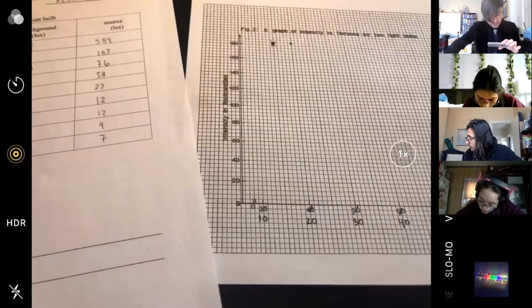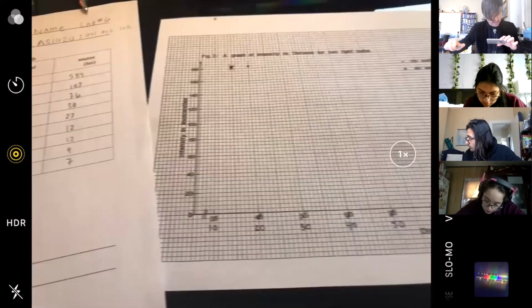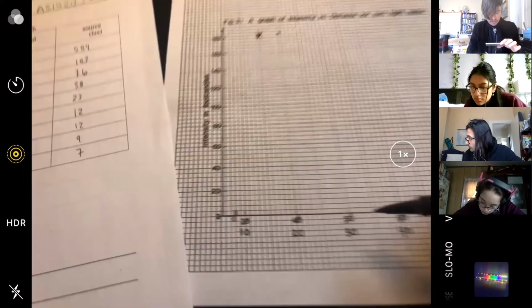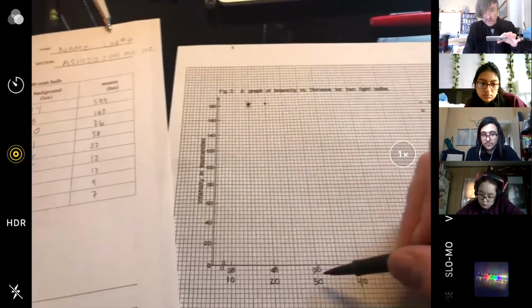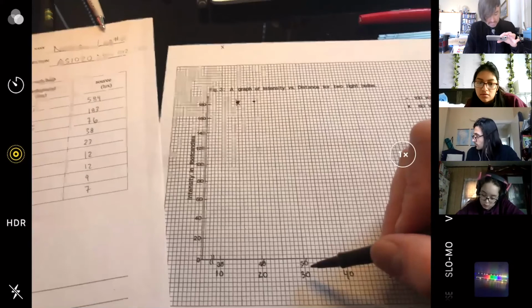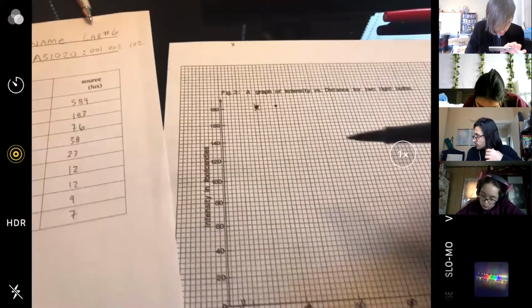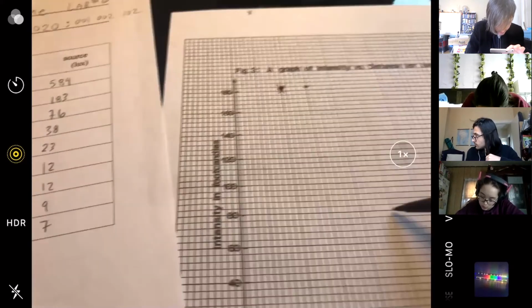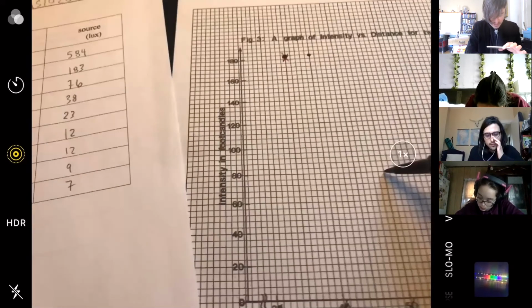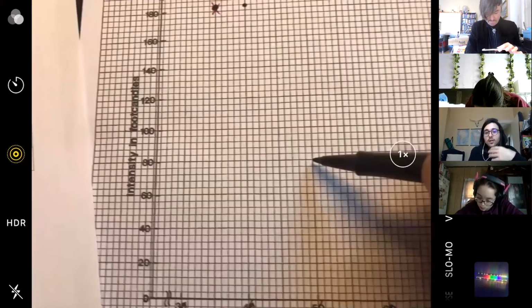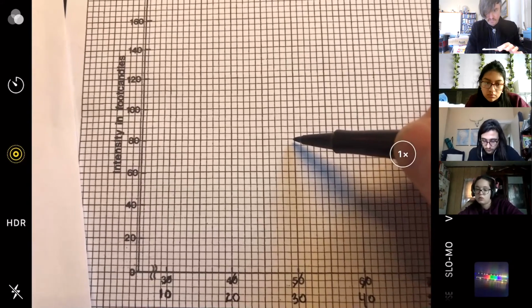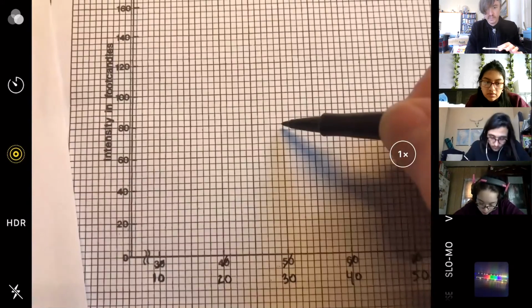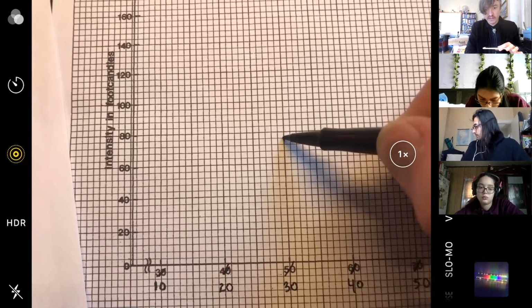Okay, so what about 30 centimeters? It's because I'm holding this phone in my hand. It's hard to do that and write. 30 centimeters, what's my source? 76. All right, so where should I go then? Here's 30 and 80. What's 4 below 80? That's 76 right there.